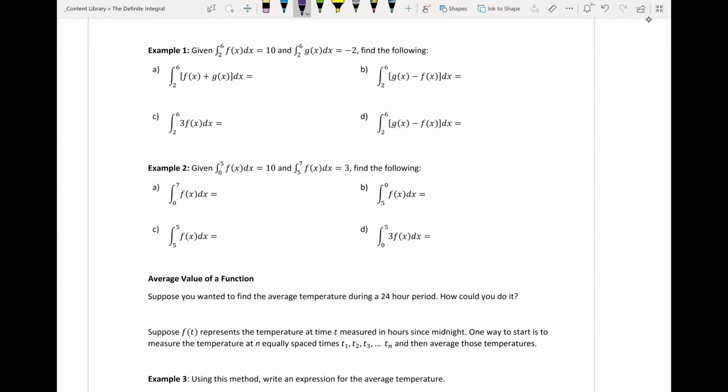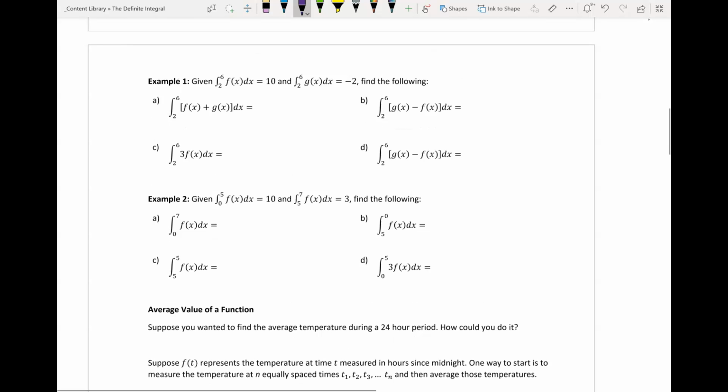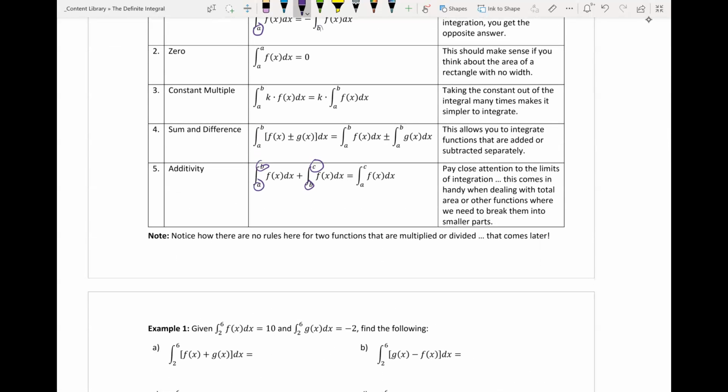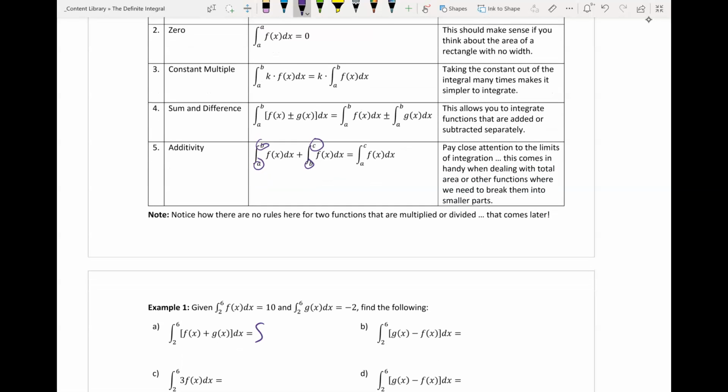So for this first one, according to the sum and difference rule, we can separate them. So that's what we're going to do. This is equivalent to the integral from 2 to 6 of f of x dx plus the integral from 2 to 6 of g of x dx. We know what these are because they're given to us right here. So the first integral is going to be 10, and the second integral is going to be negative 2. So your final answer after simplifying is 8.